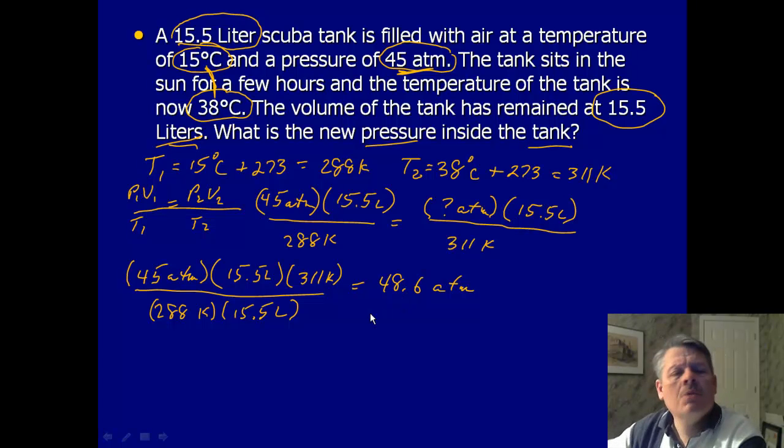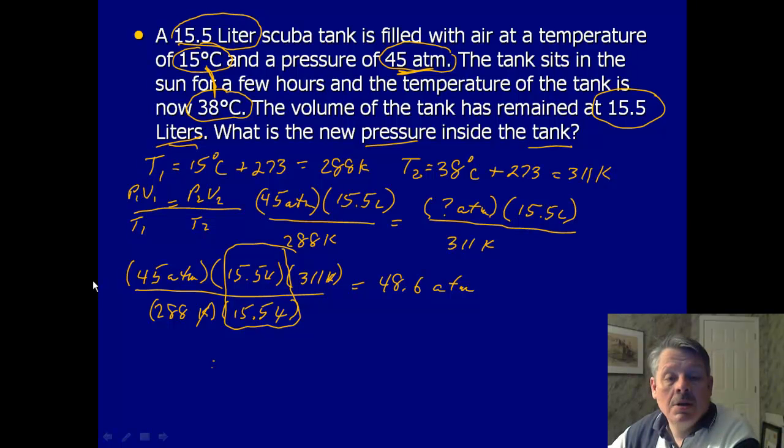Did you notice anything? Did you check your units to make sure you could cancel your units, like your Kelvin here and your liters here? Did you happen to notice, this is what's really interesting, is that your liters didn't change. Your volume didn't change. So I didn't have to include volume in my calculation. I could have gone with P1 over T1 equals P2 over T2, which is Gay-Lussac's law. So I could have used that instead of the combined gas law.